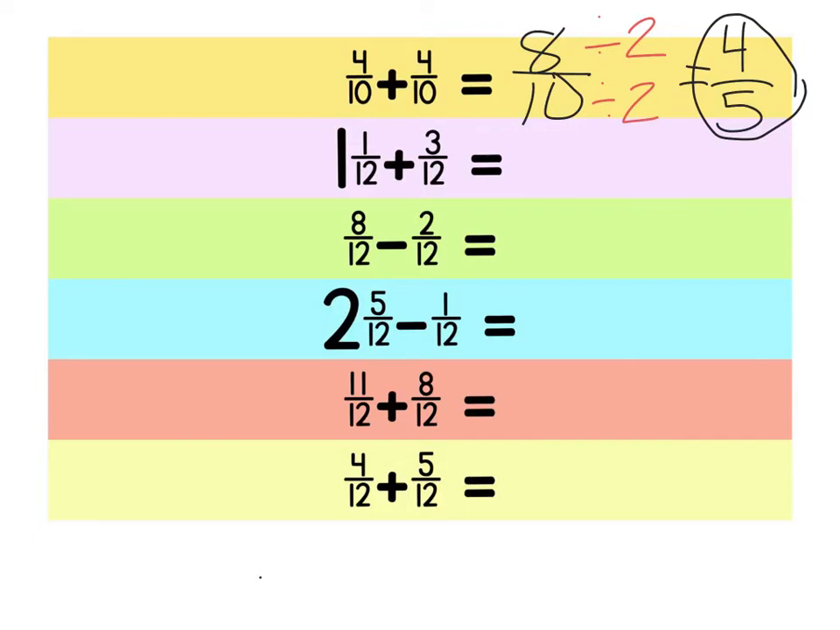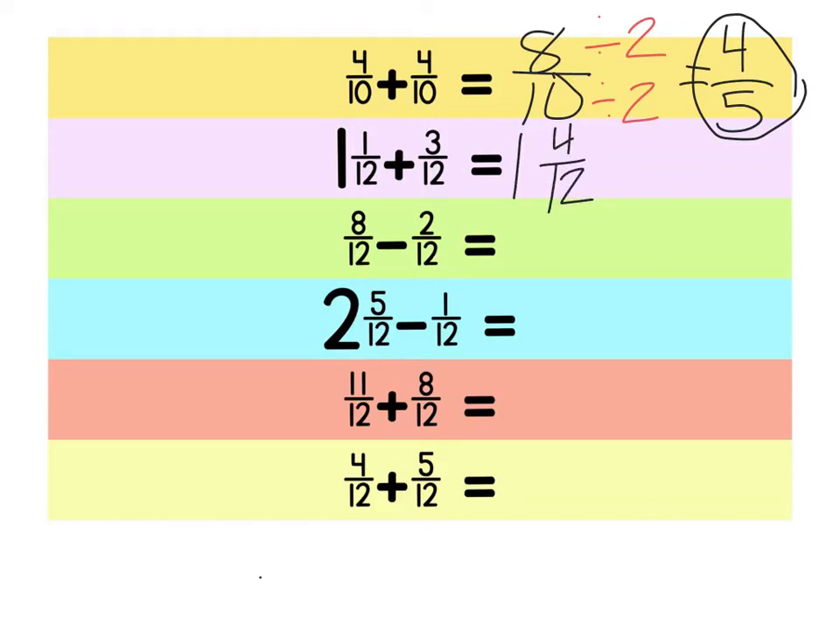Next one, 1 and 1/12 plus 3/12. Well, there's no other mixed number in front of 3/12, so the 1 stays the same. Then I add 1/12 plus 3/12. 1/12 plus 3/12 equals 4/12.